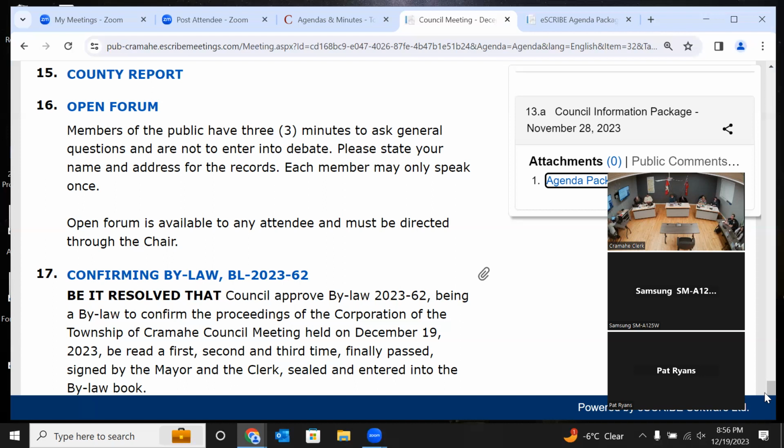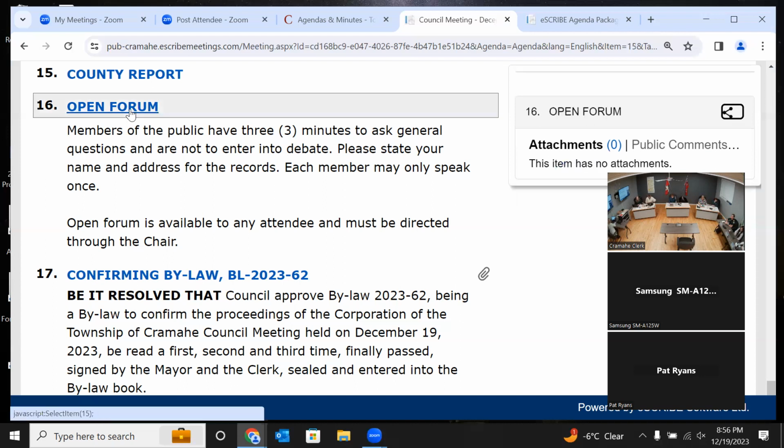Okay, which brings us to open forum. Members of the public have 3 minutes to ask general questions and are not to enter into debate. Please state your name and address for the records. Each member may speak only once. Open forum is available to any attendee and must be directed through the chair. Do we have questions? Please, yes, come forward. We have one here in the council chamber and then we will come to you.